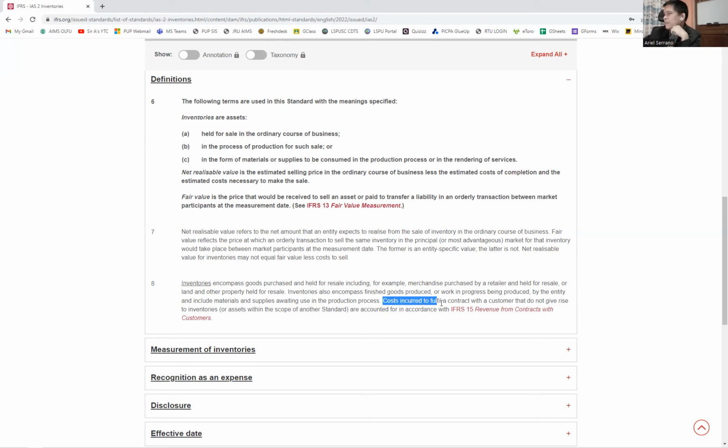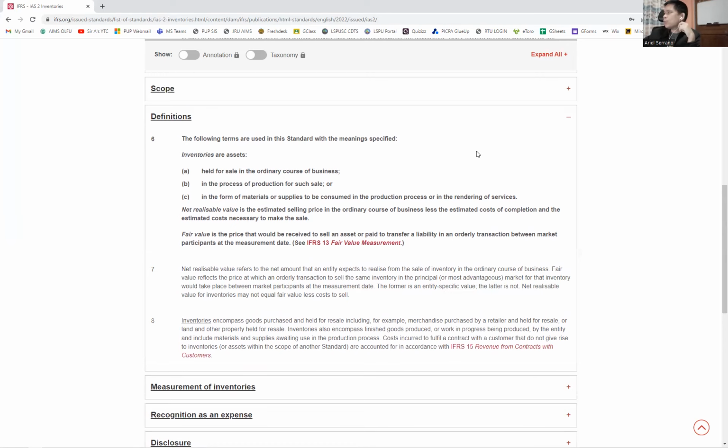Costs incurred to fulfill a contract with a customer that do not give rise to inventories are accounted for in accordance with IFRS 15, revenue from contracts with customers. Of course, we will not deal with this in detail now. Now, the question is, how do we measure?